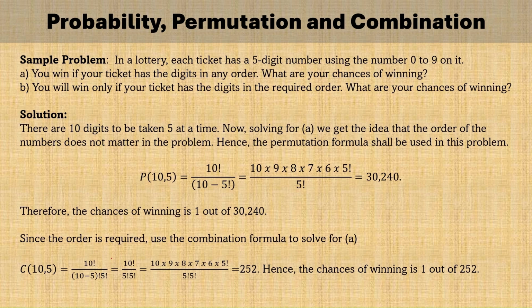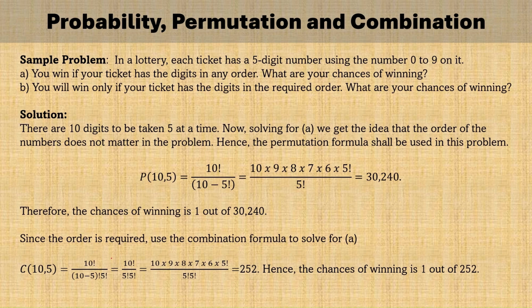Now, solving for the first problem, we get the idea that the order of the numbers does not matter in the problem. Hence, the permutation formula shall be used in this problem. That is, the number of permutations P of 10 numbers taken 5 at a time is equal to 10 factorial divided by the factorial of 10 minus 5, equals 10 times 9 times 8 times 7 times 6 times 5 factorial divided by 5 factorial. Cancelling 5 factorial in both the numerator and denominator, we have the product of 10 times 9 times 8 times 7 times 6 equals 30,240. Therefore, the chance of winning is 1 out of 30,240. For the second problem, combination is applicable since order matters.